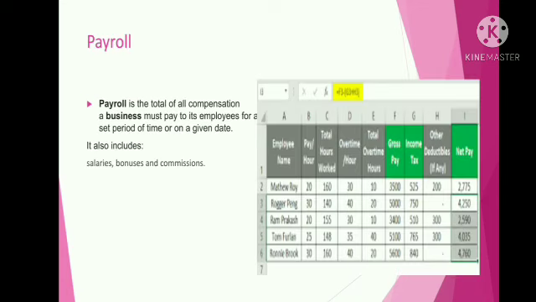Payroll. Payroll is the total of all compensation a business must pay to its employees for a set period of time or on a given date. It also includes salaries, bonuses, and commissions.